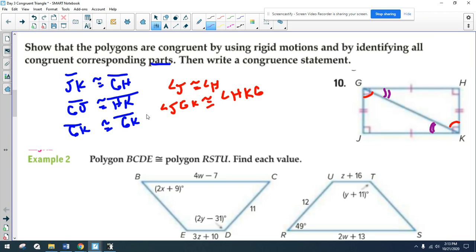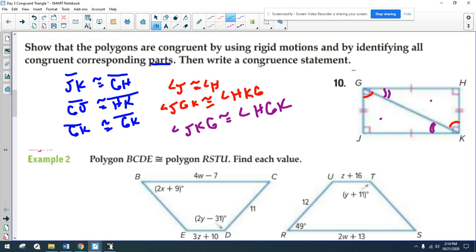So I've been naming, if you notice the left side, I've all been naming this triangle. And then the right side of the congruent sign has all been that triangle. So try to stay consistent with that. So in this case, I'm going to be naming JKG first. It's not a big deal, though. It's not a huge deal. And then this one up here is HGK. Okay? So that's the corresponding parts.